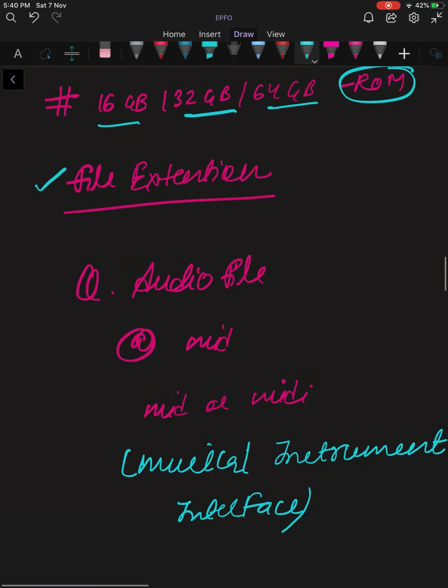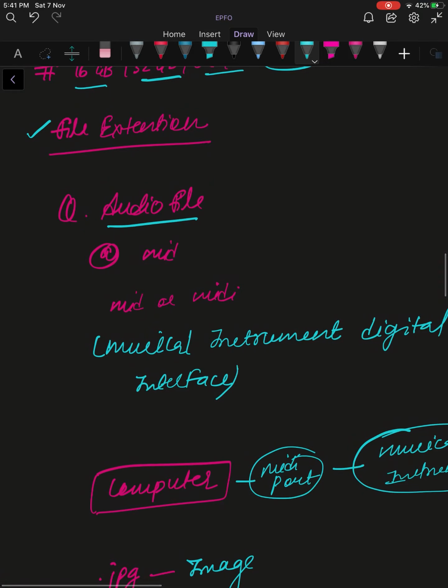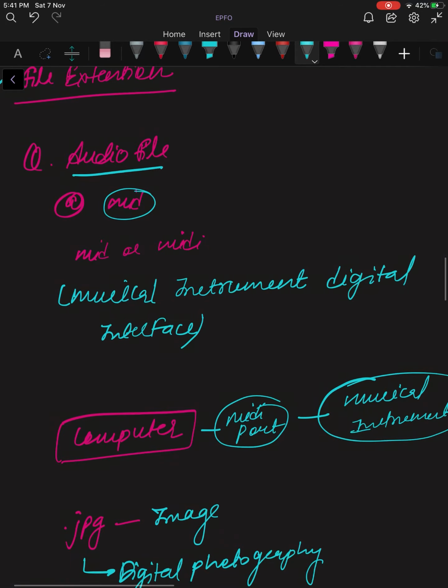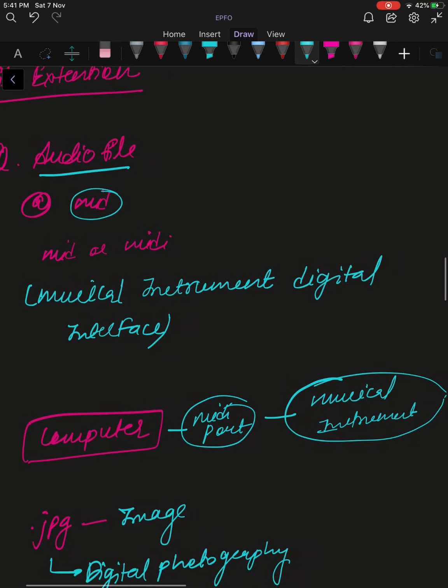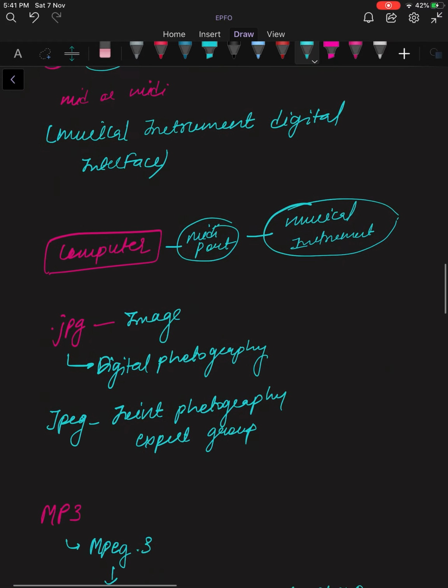Now we also have to learn about the file extension. There was a question in the examination, which is audio file. So there were a lot of options. The answer was MID, or it is also called MIDI. Its full form is Musical Instrument Digital Interface. So audio file extension is .MID. Full form is Musical Instrument Digital Interface.